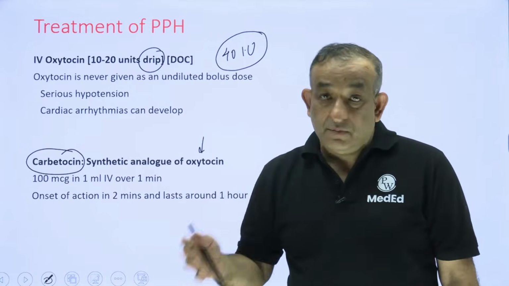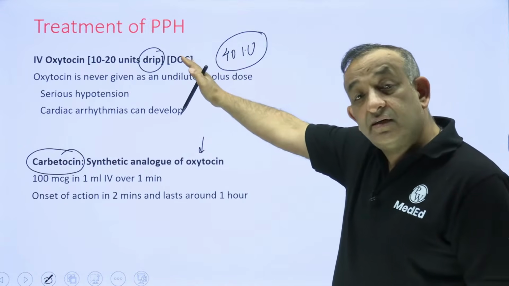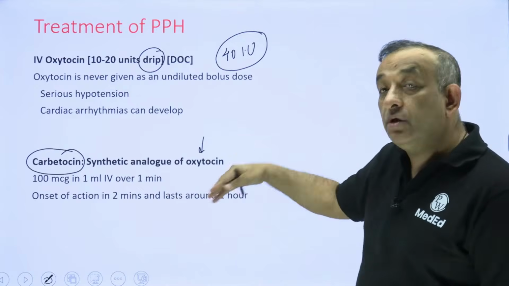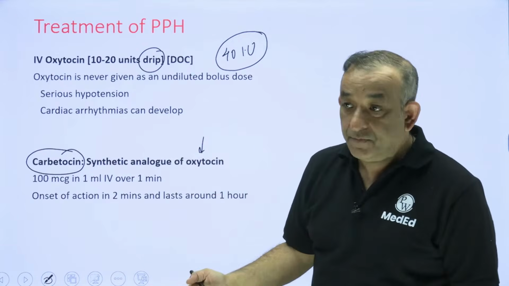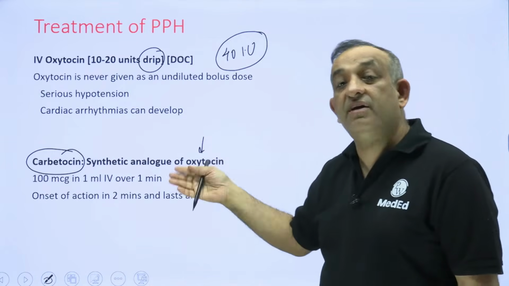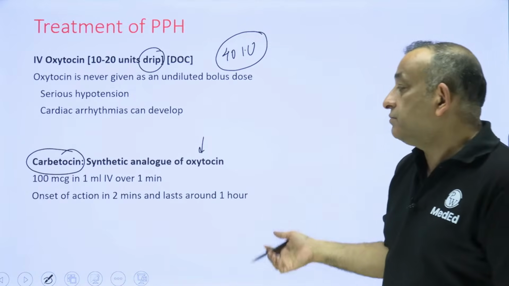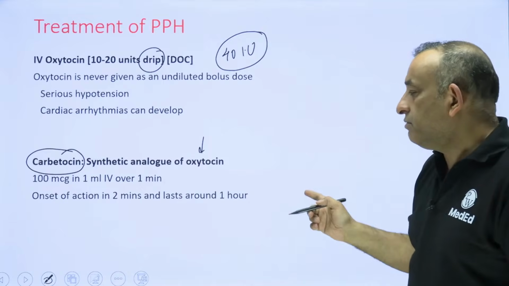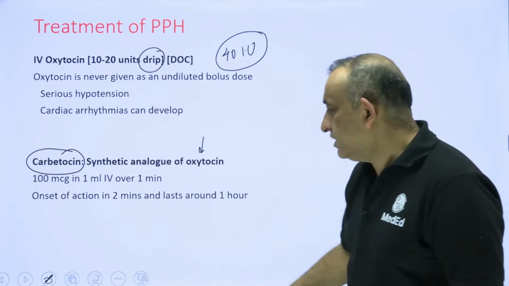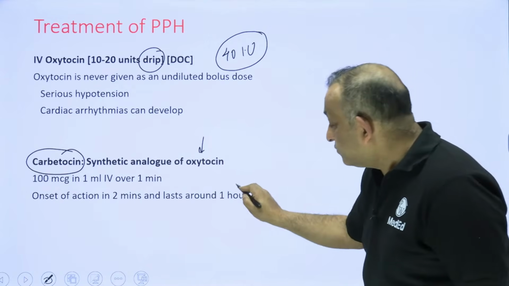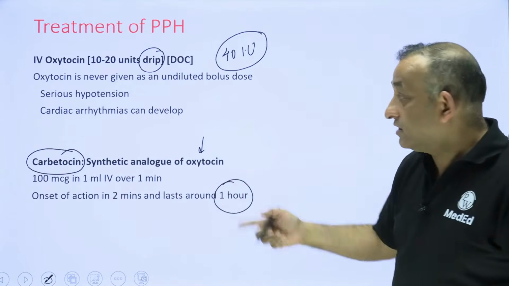So these are actually similar drugs. Oxytocin is a naturally occurring drug and carbetocin is a synthetic analog of oxytocin, only it is better. So a lot of people are not giving oxytocin, they are giving carbetocin these days. I am sure in your hospitals they are giving that. 100 micrograms IV in 1 ml over 1 minute. That's how we give the carbetocin, and this action lasts for around 1 hour. That's why it's a better drug.